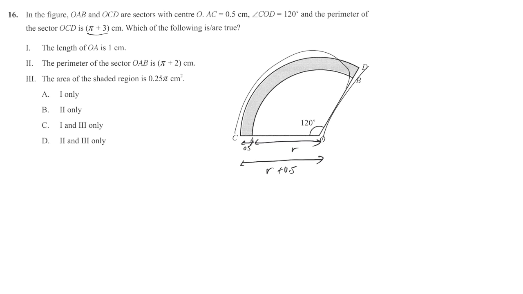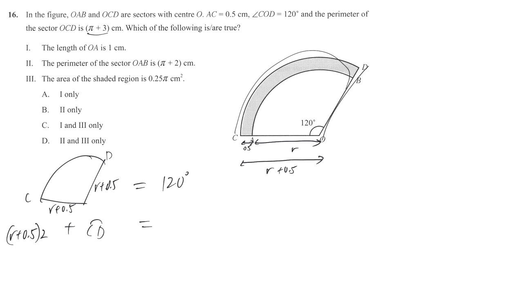So to know more about the radius here, we would like to build up the equation. Perimeter is equal to pi plus 3. That means r plus 0.5 here, r plus 0.5, this radius times 2, and then plus the arc length CD, is equal to pi plus 3. It's okay?